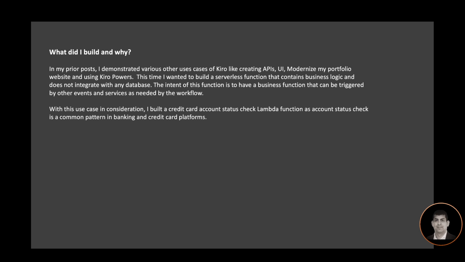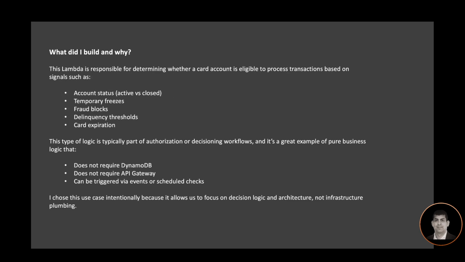With this use case in consideration, I built a credit card account status check Lambda function, as account status check is a common pattern in banking and credit card platforms. This Lambda is responsible for determining whether a card account is eligible to process transactions based on signals such as whether the account status is active or closed, whether the account has a temporary freeze, or there is a fraud block, or a delinquency threshold, or card expiration.